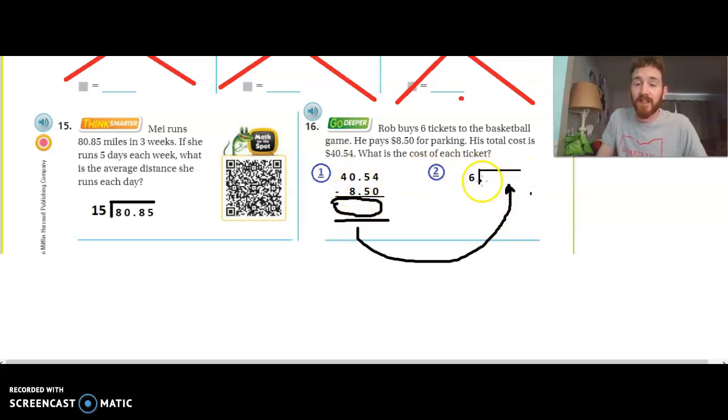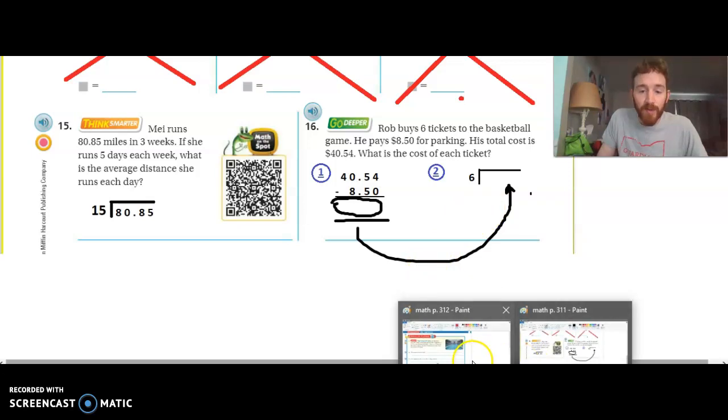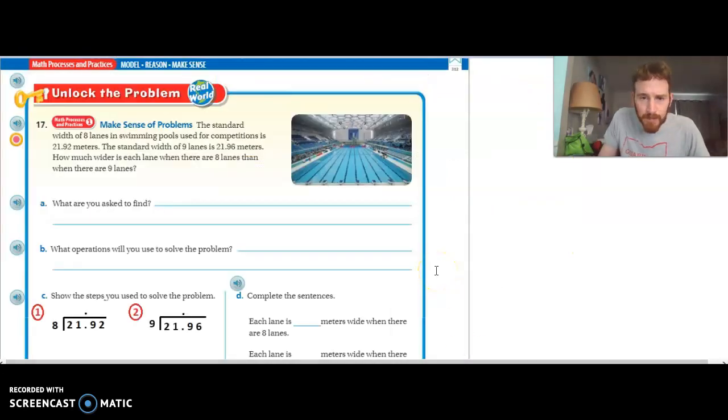And if there's 6 of them, we can divide to find how much each ticket costs. Okay, so there we get into some multi-step problems. I'm going to real quick go to the next page and look at this one.